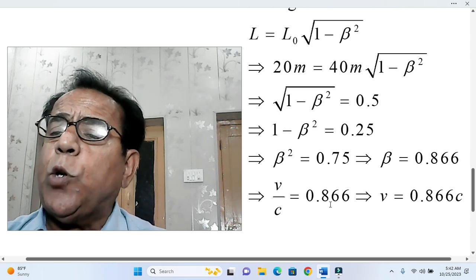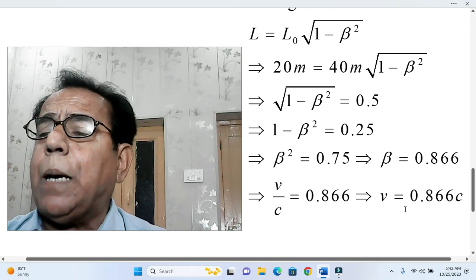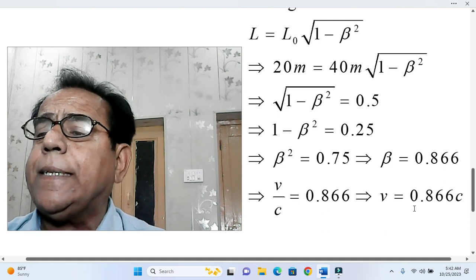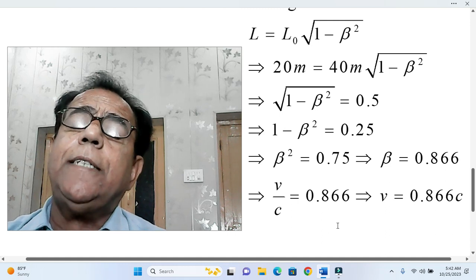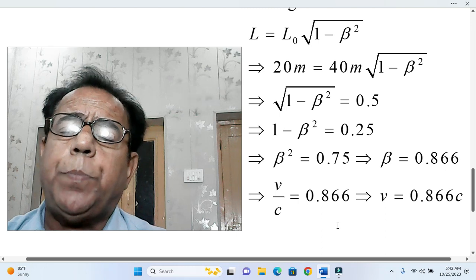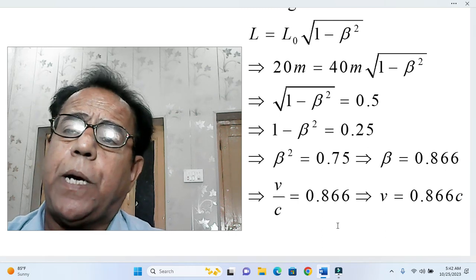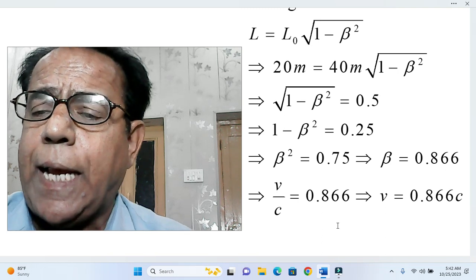This implies that v becomes equal to 0.866 c, where c is the speed of light, 3 into 10 raised to the power 8 meter per second, or 2.998 into 10 raised to the power 8 meter per second. This is the end of our problem.